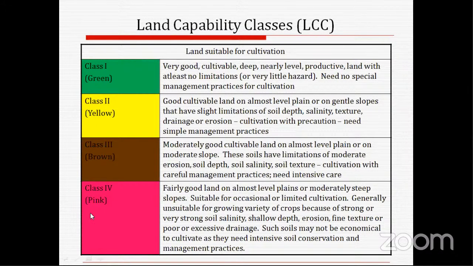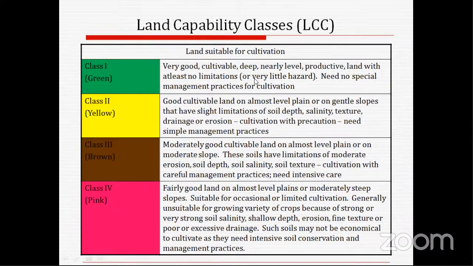And LCC4, students, is represented in pink color. If any land on the map is represented in pink, it comes under LCC4: fairly good land on almost level plains. So we will go through all these things. The first 4 classes, LCC1, LCC2, LCC3, LCC4, are suitable for cultivation.